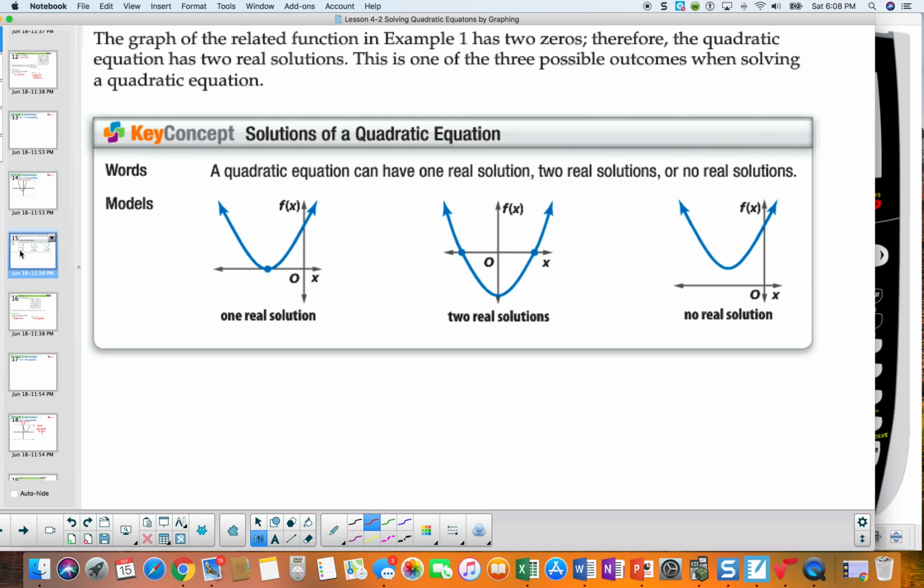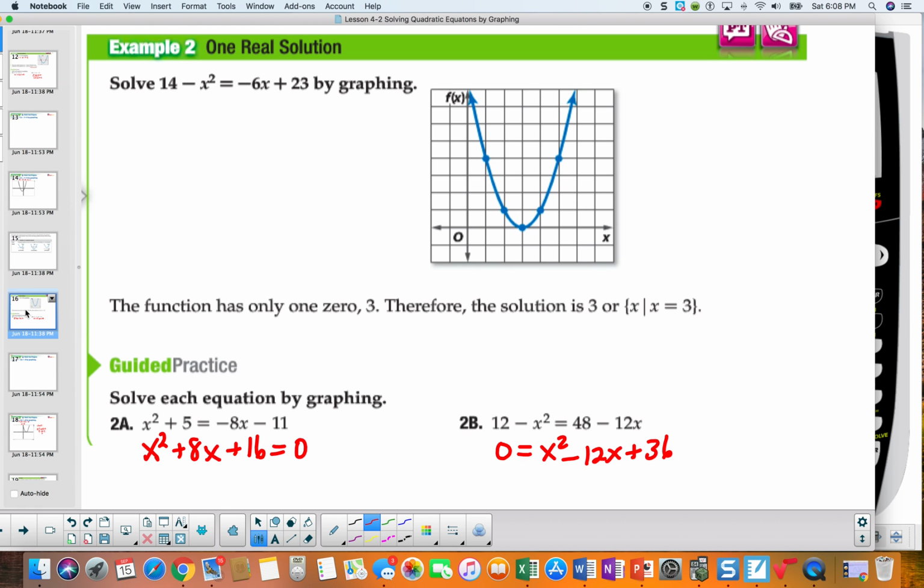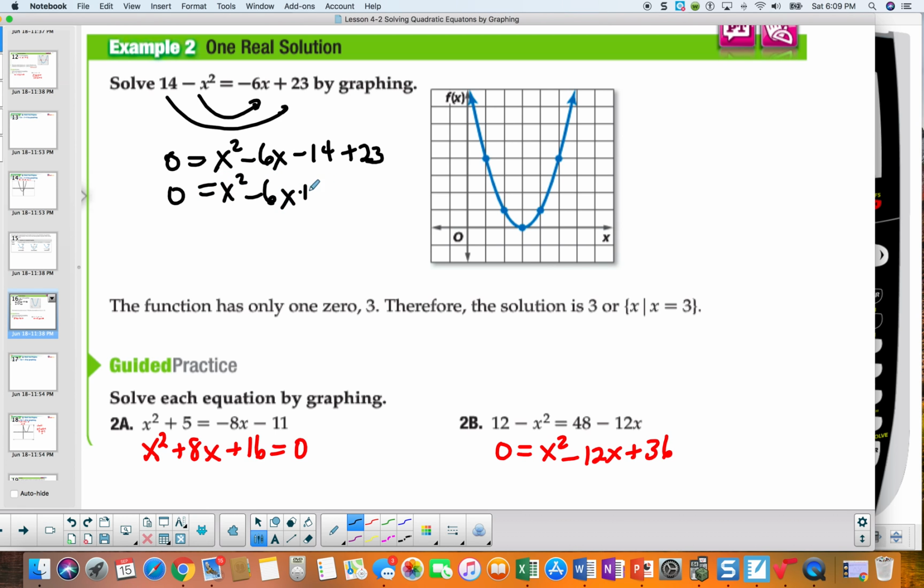The way a parabola can position itself is with one solution, two solutions, or no solution. Let's take a look at this and solve it by graphing. Before we solve it, we need to bring everything to one side. So I can take everything to this side, and then I'll have a 0 equals, this will turn into a positive x squared. I'd like to write the -6x. I'll have a -14 plus a 23. And then I'll write x squared minus 6x, and this will be plus 9.